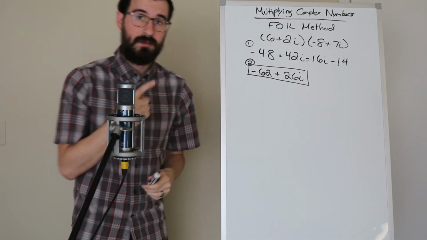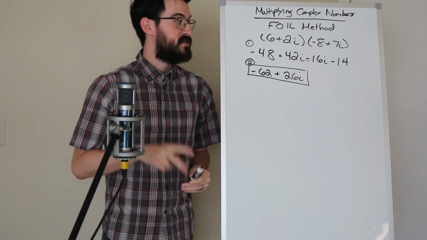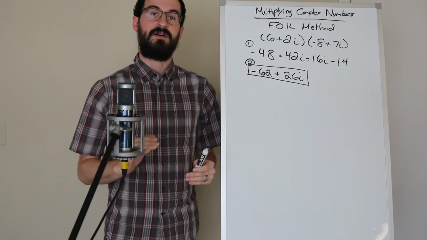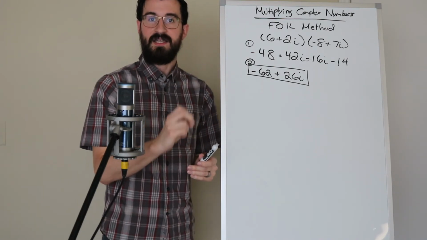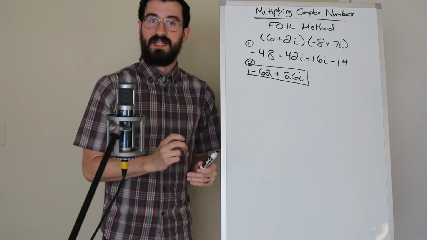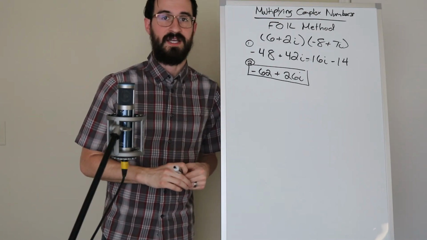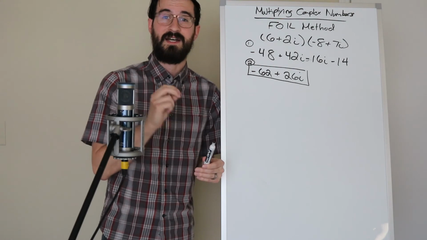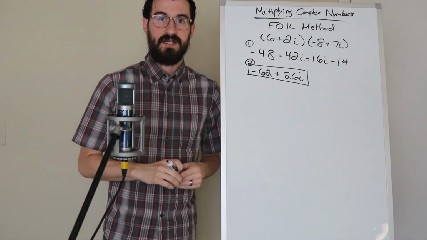So your step 1, use the FOIL method just like you would multiplying two binomials. Step 2, you need to simplify all the like terms you have. Always keep in mind i times i equals negative 1. If you forget that negative 1, then you forget to change that sign and that's going to be an incorrect answer. So be sure to remember that i times i equals negative 1. And that's how you multiply complex numbers.